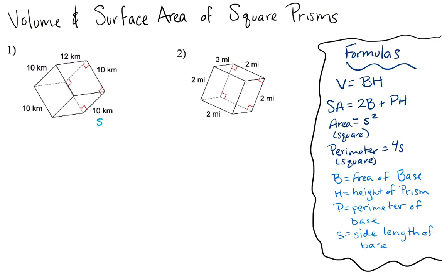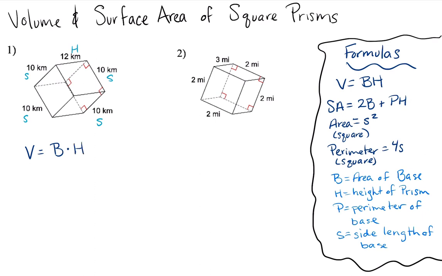And then we also have the same thing on this side. And those two squares are separated by a height of 12 kilometers. So 10 is going to represent our S value, and 12 is going to represent our capital H height value. Okay, so to calculate the volume, we need the area of the base times the height.